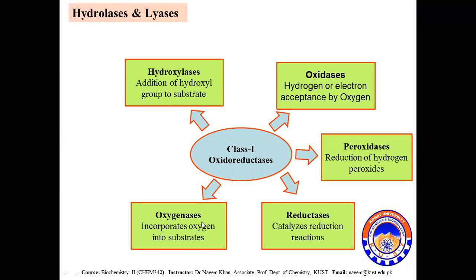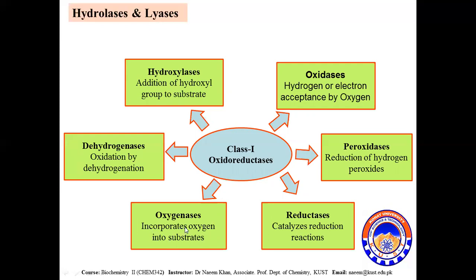Oxygenases was one subclass of oxidoreductases, and these are the enzymes which are catalyzing the incorporation of oxygen into their substrate. And the last subclass of oxidoreductase was dehydrogenases, and these are the enzymes which were catalyzing the oxidation by dehydrogenation. So the first main class of the enzyme, oxidoreductases, which we already studied in our previous lecture, were the enzymes catalyzing the oxidation reduction reaction. And this main class was having 6 subclasses: hydroxylases, oxidases, peroxidases, reductases, oxygenases, and dehydrogenases.